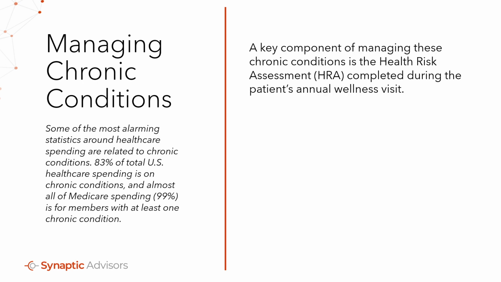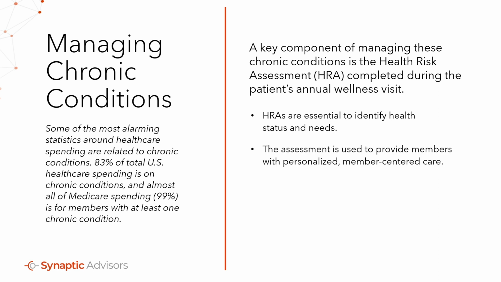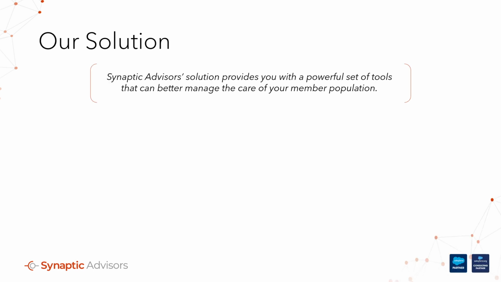A key component of managing these chronic conditions is the health risk assessment completed during the member's annual wellness visit. HRAs are essential to identify health status and needs to ensure members are receiving the proper care. Payers utilize the information collected in an HRA to provide members with personalized, member-centered care. Chronic conditions are better managed by identifying critical gaps in care and providing appropriate clinical treatment, which creates a better understanding of the health of the overall member population.